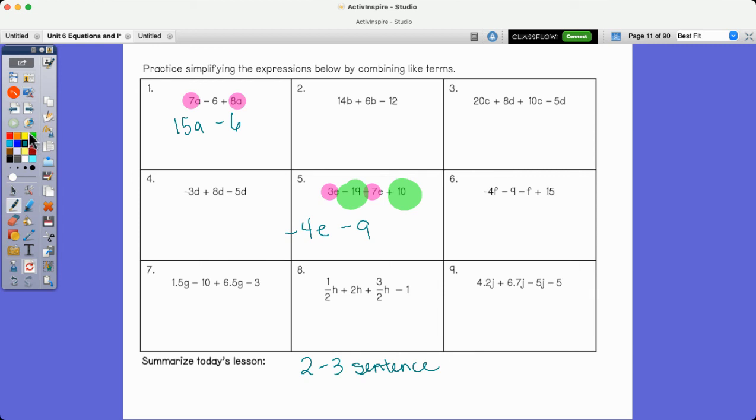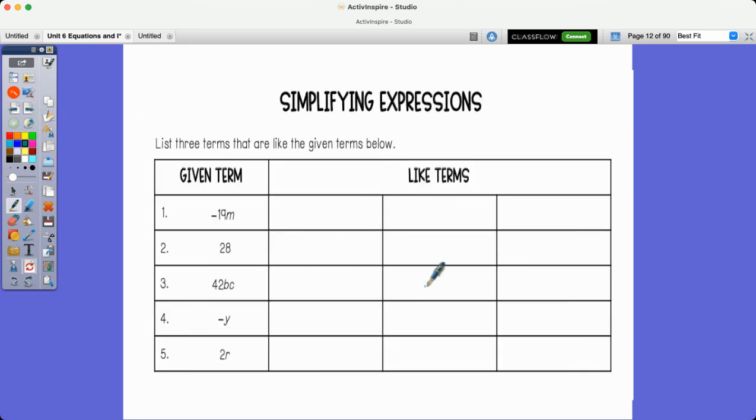Okay, for classwork, we're going to be working on these. So you're going to give like terms. You're going to make it up. So you can do like 2m, negative 7.5m, and 387m. As long as the m is all the same, that's a like term. Okay, and then the bottom half of the paper, all you're doing is combining like terms that we did right here. After that, you will have a DOL that you're practicing on.